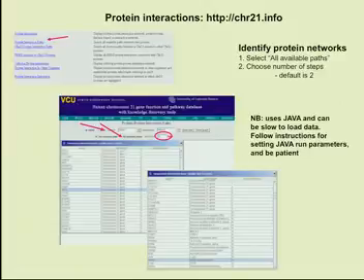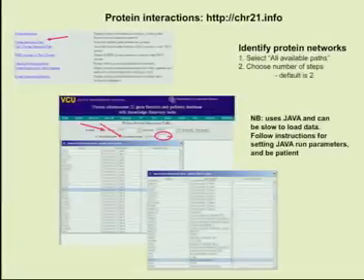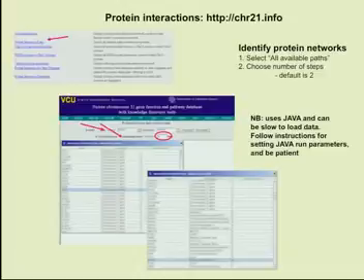So this data is not there. The analysis is done when you set up your query. For users who want to look for protein interactions, when you go to the protein interaction page, the first thing you will see are some instructions on how to set the Java run parameters on your own computer to get this to run reasonably fast.